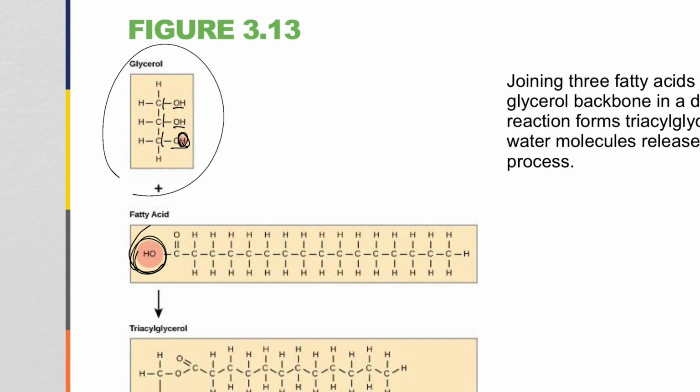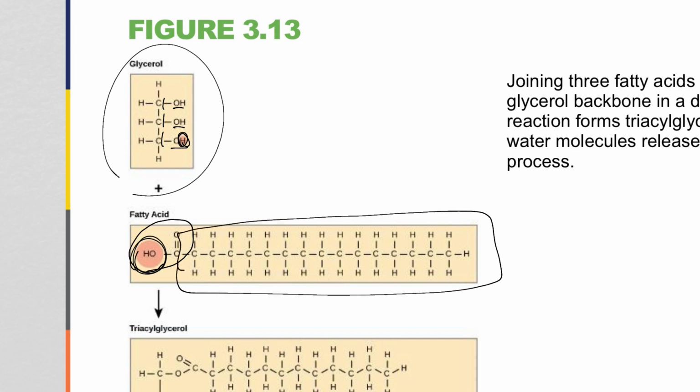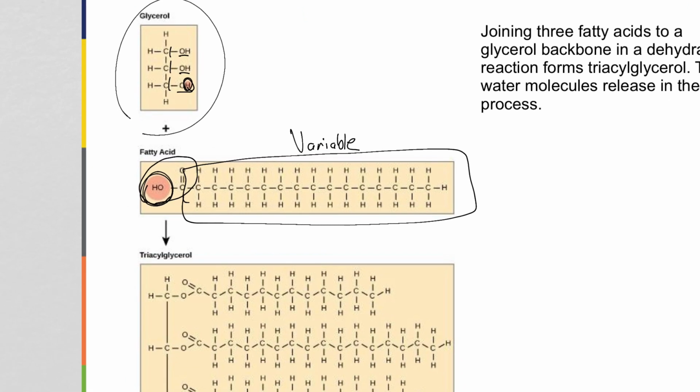A fatty acid is just exactly that. You have a carbon double bonded to an oxygen and then single bonded to an OH, and then a chain of carbons and hydrogens. This chain is the part that's variable. It could be as short as 4 carbons long or as long as 30 or 40 something. So the number of carbons is wildly variable, but that's the pattern that you're going to see.